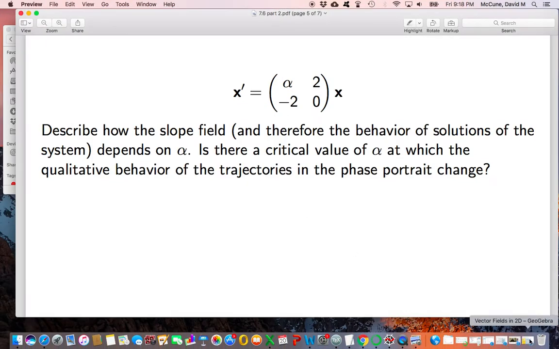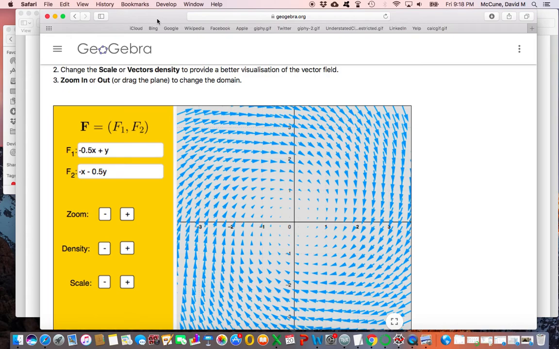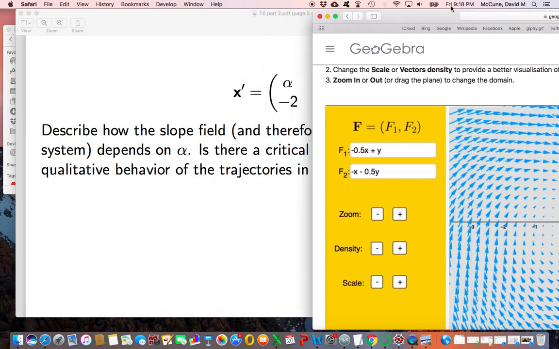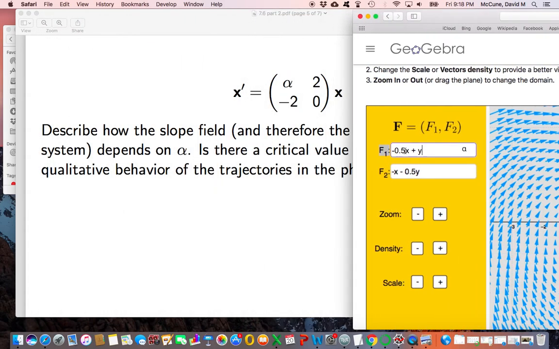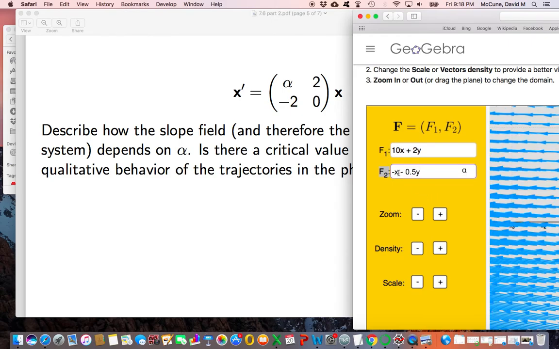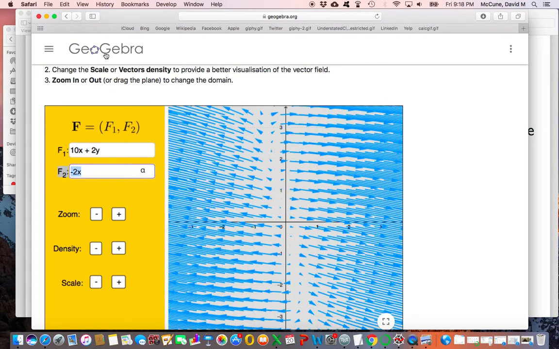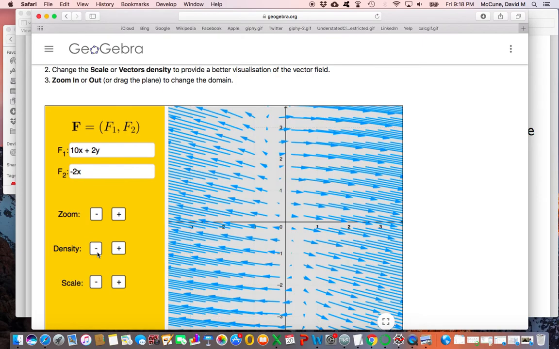So to get an idea of this, just to play around, let me go back to my GeoGebra slope field guy, remind myself what the system is. So alpha is whatever. Let me just put it at 10 right now. That's what's going to change. 2y is fixed. I have negative 2x, and then I have 0y down below. Let me enter on this. Okay, so, well, it looks like that.